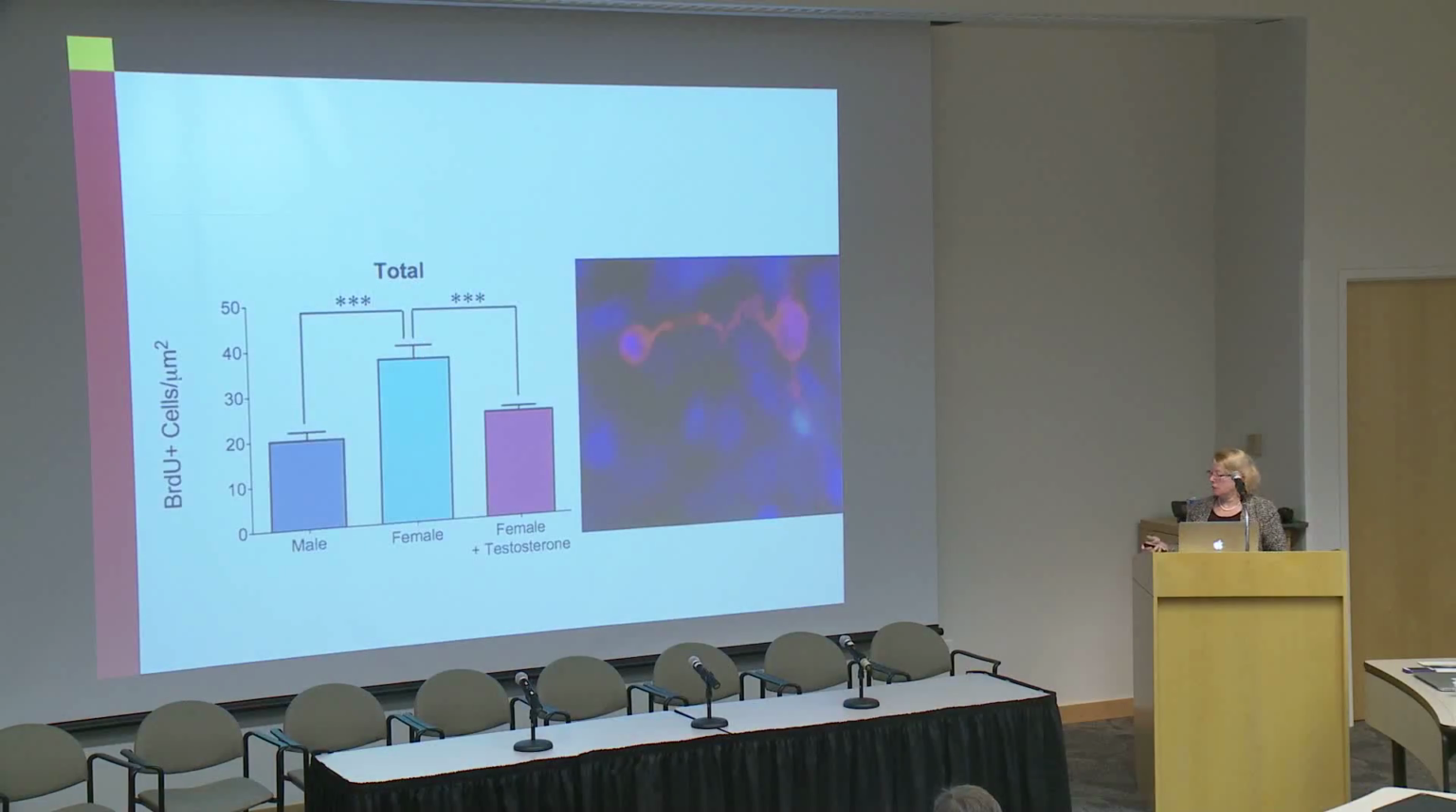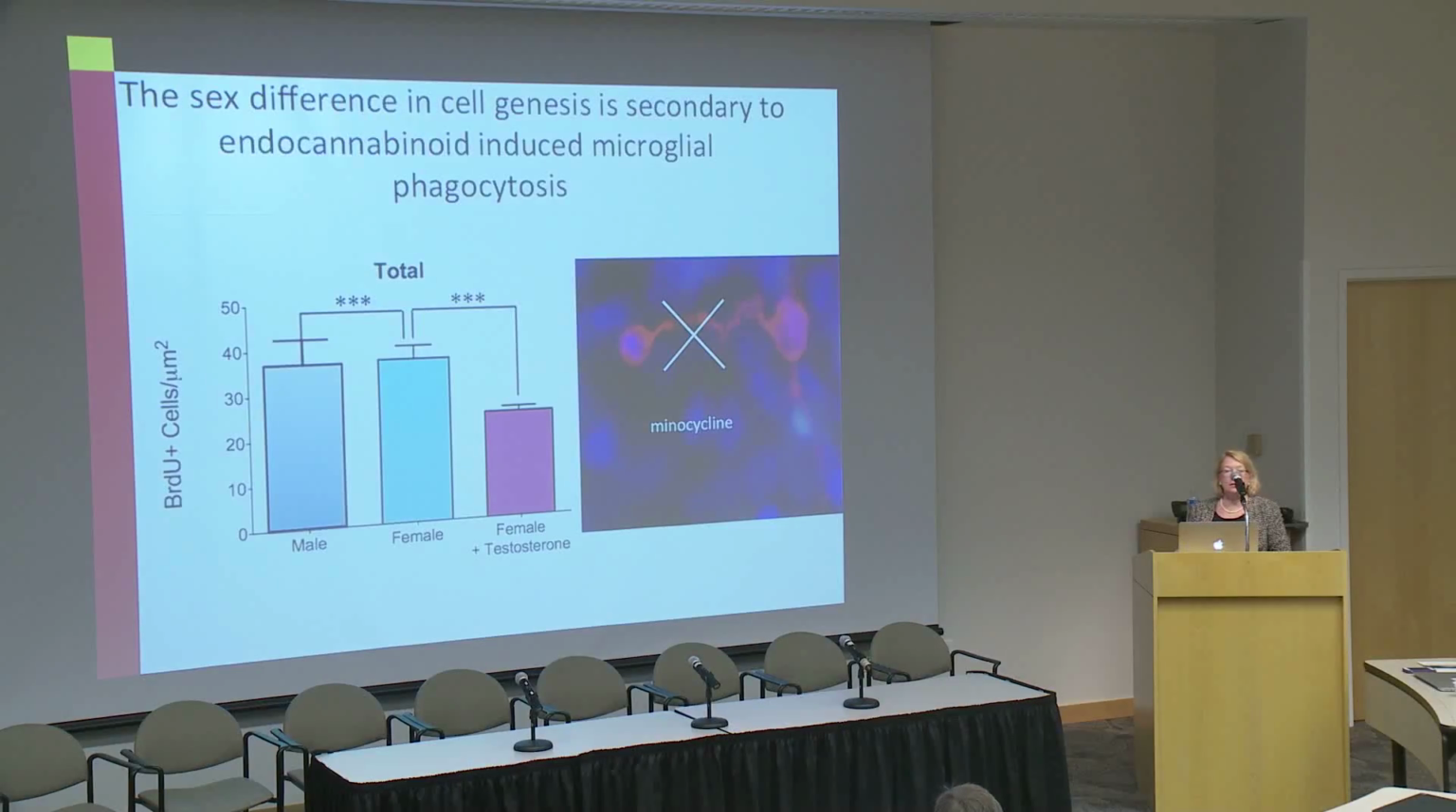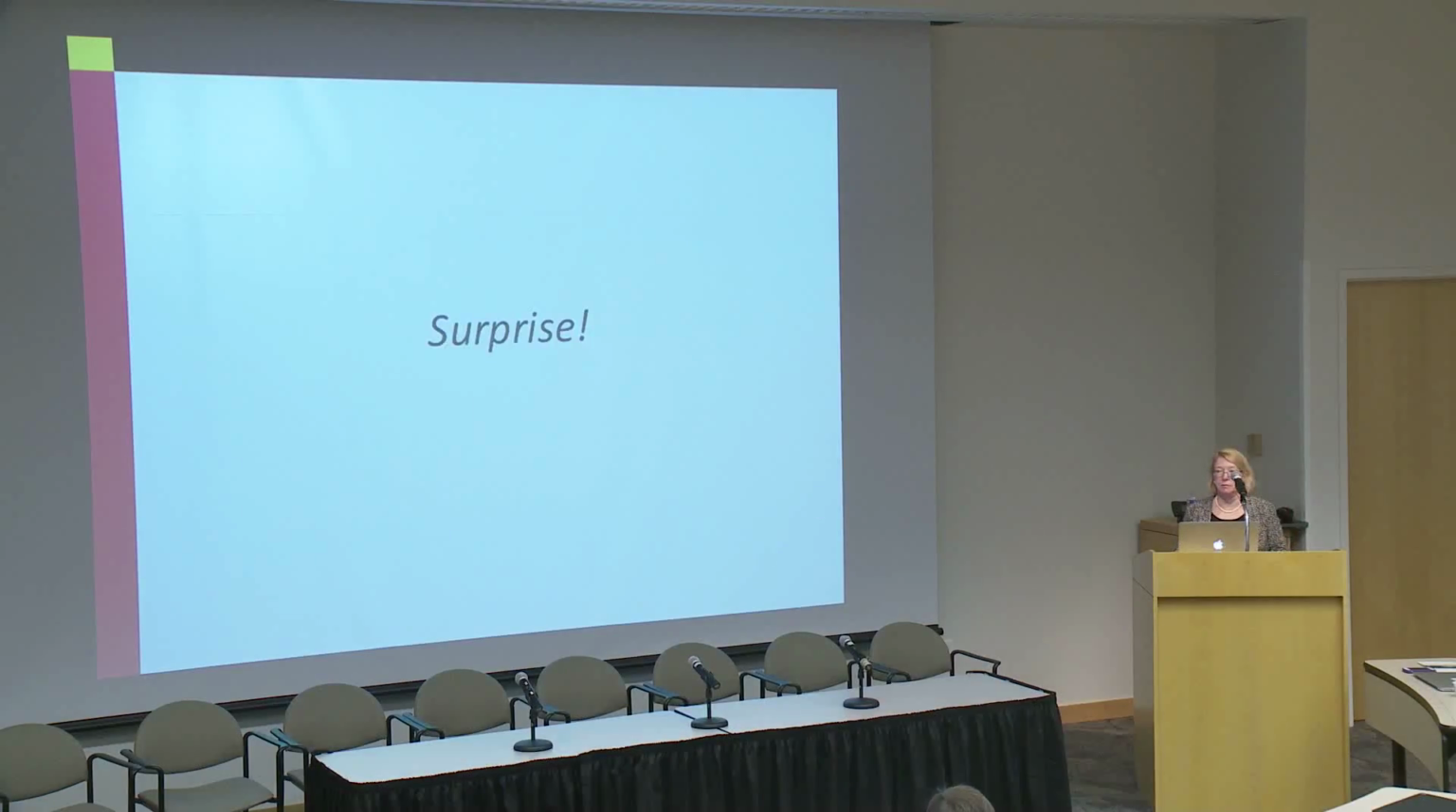So to come back to the original sex difference, this is more robust than what we usually see in the male and female. We treat the female with testosterone, and she reduces her neurogenesis. But more importantly, if we treat with minocycline to block that phagocytosis during this period, all of a sudden the cells appear in the male. And it turns out that the sex difference in cell genesis is secondary to endocannabinoid-induced microglial phagocytosis. So it's probably not a cell birth difference as much as it is a cell death, perhaps cell murder difference by the microglia. So that was a surprise.